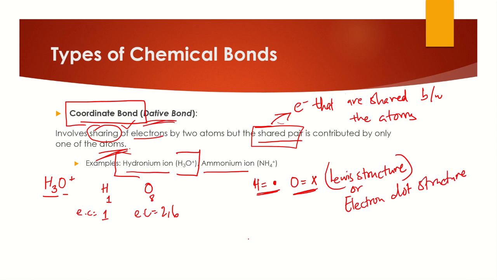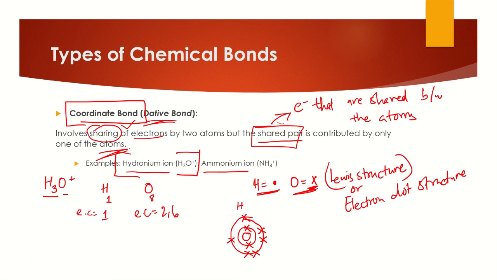So let's draw the atomic structure of oxygen first. So we have oxygen, O, and the first shell contains 2 electrons. Here we are going to represent the electrons of oxygen with a cross. And the second shell contains 6 electrons: 1, 2, 3, 4, 5, 6. Now let me draw the 3 hydrogen atoms here.